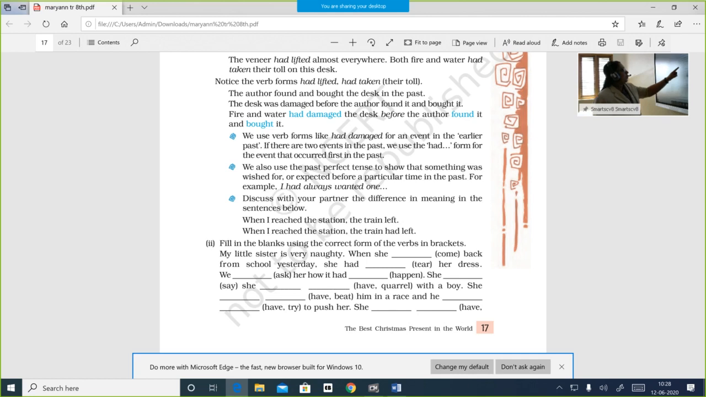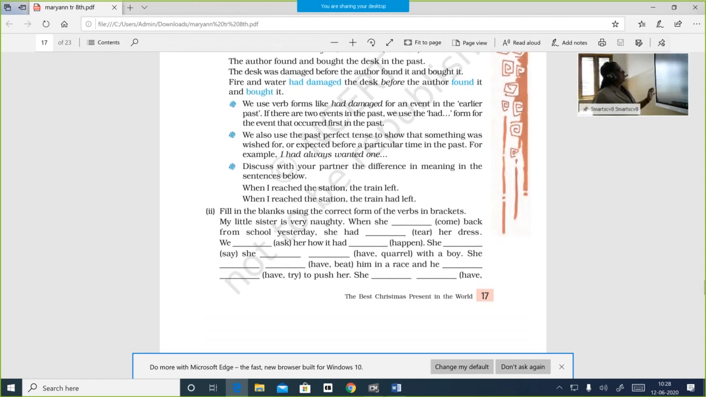Yes. Discuss with your partner the difference in meaning in the sentences below. This is a group activity, but we cannot go into that, so we will discuss it here. When I reached the station, the train left. Intelligent ones will surely get this. When I reached the station, simple past tense. When I reached the station, the train left. The point of time is made clear when you read the two sentences.